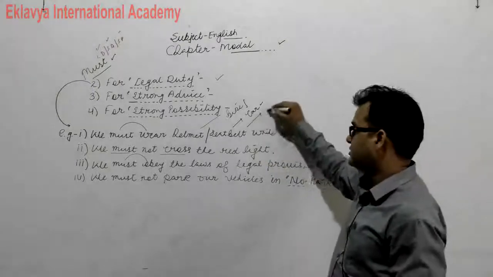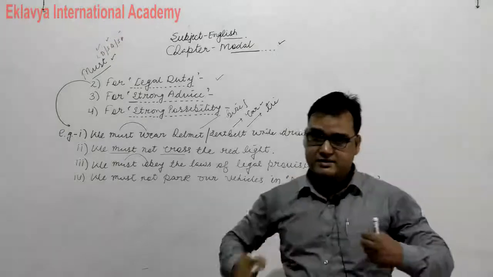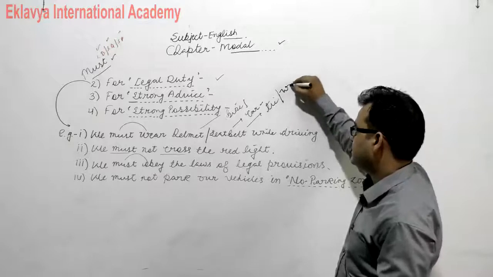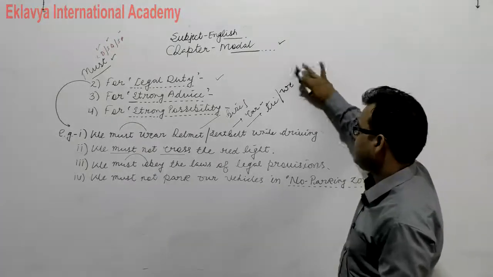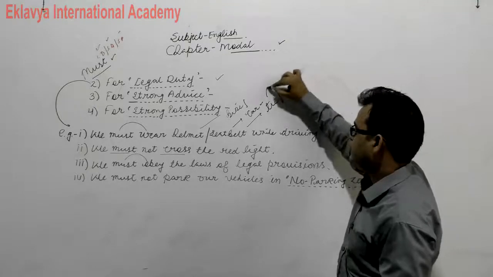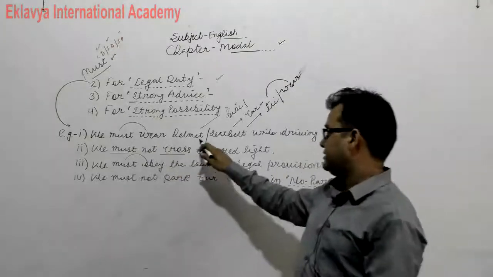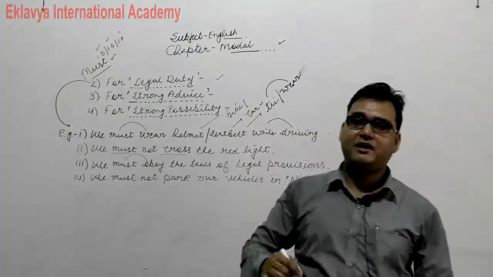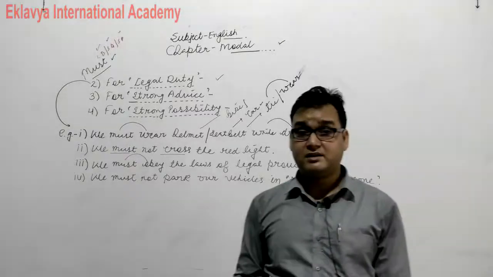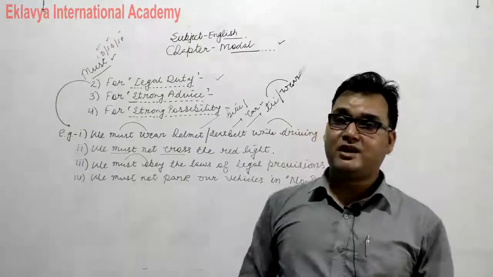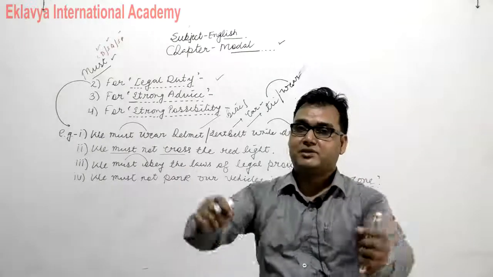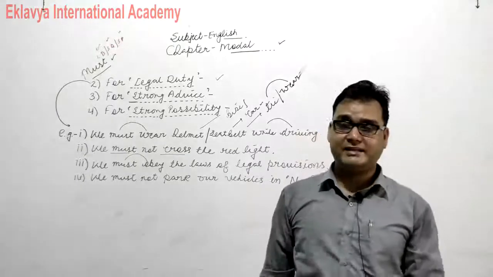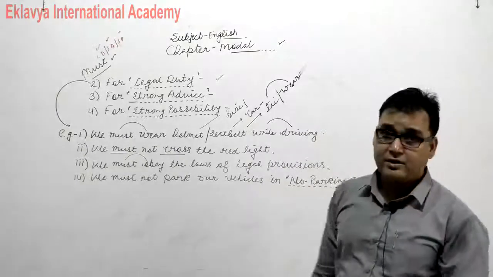For the seat belt we also use tie. We must tie, we must wear. You can use both verbs easily, tie or wear, for a seat belt. We must wear helmet or seat belt while driving. कि जब ड्राइविंग कर रहे हो तो हमें सीट बेल्ट या फिर हेलमेट ज़रूर पहनना चाहिए. It's a legal provision. If you do not wear your helmet or tie your seat belt, then the traffic police officer will stop you and issue a legal challan. It's a legal duty, and you have to follow it.